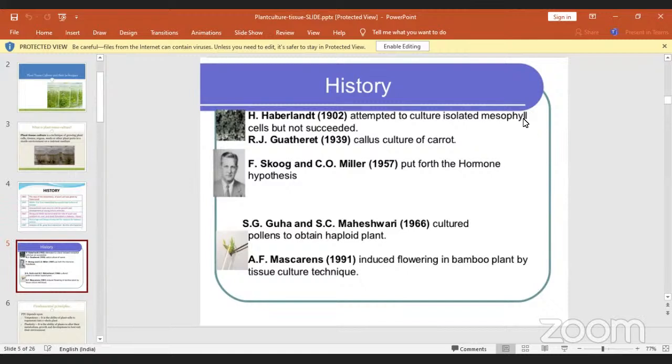In the year of 1937, R.J. Gautheret first prepared a callus culture of carrot. In 1957, Miller and Skoog put forth the hormone hypothesis. Later, in the year of 1966, Guha and Maheshwari cultured pollens and obtained haploid plants.